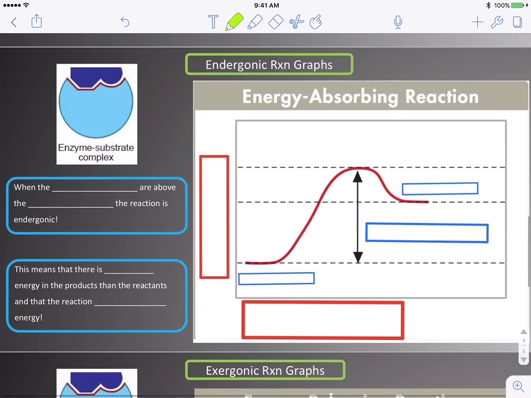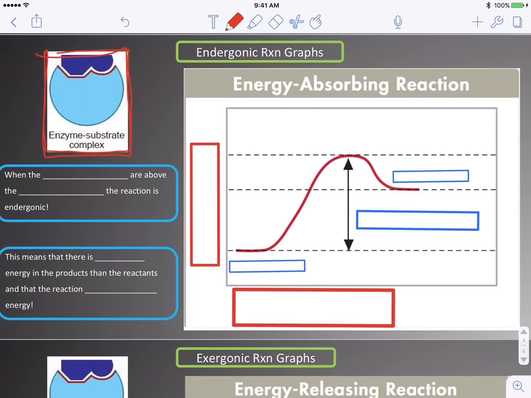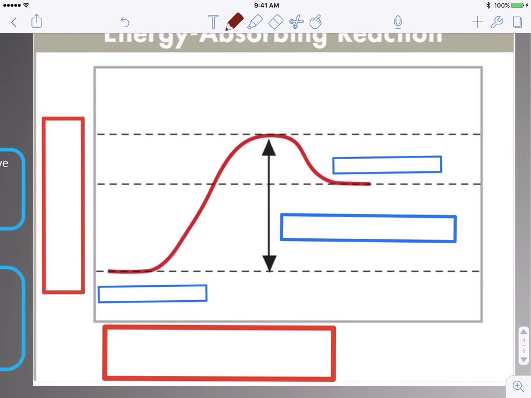So we're first going to look at endergonic. And remember, endergonic, right, is when we're putting energy into the reaction. And I put this image right on top just to remind you that this graph is referring to the chemical reaction that is occurring in the enzyme substrate complex. Okay? So I'm going to zoom in on this just a little bit more to help you guys out there. Okay, so just the purple.